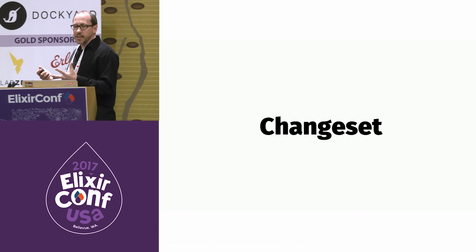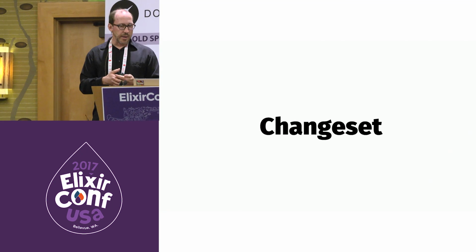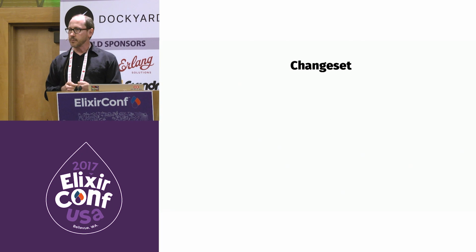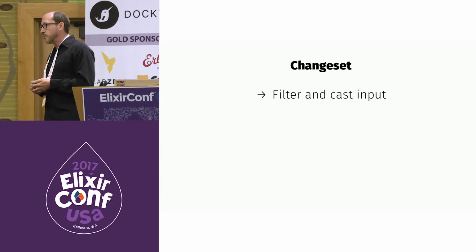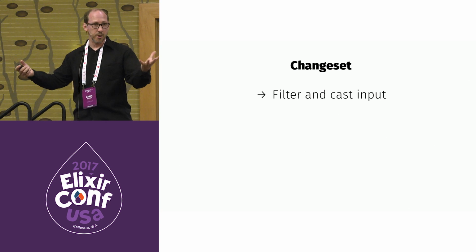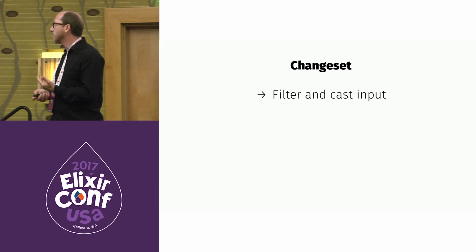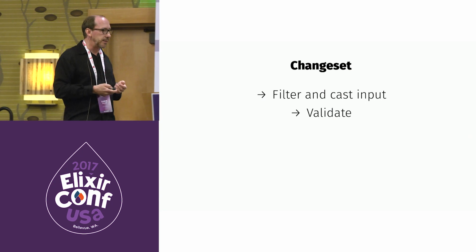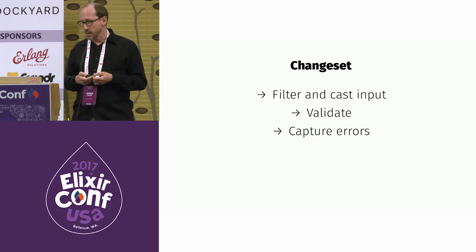Second big one is Changeset. So Changeset is a struct and a module that handles the entire life cycle of database updates. And it's kind of in 3 main phases. First is filtering and casting. So we take a bunch of input from somewhere, a form submitted by the user, an API call, whatever it happens to be, put them into the change set. Then we do validations to make sure everything is okay.